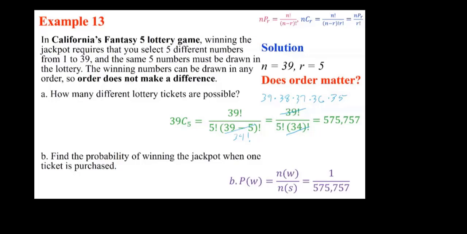Now, part B, sadly, the order of the animation wasn't right. So the probability of winning would be very simple. n of winning over n of S. There is only one way to win: come up with the 5 correct numbers. So 1 out of however many we got in part A, in this case 575,757 different ways. So 1 out of that would be the probability of winning. And we are going to move on to the next page.